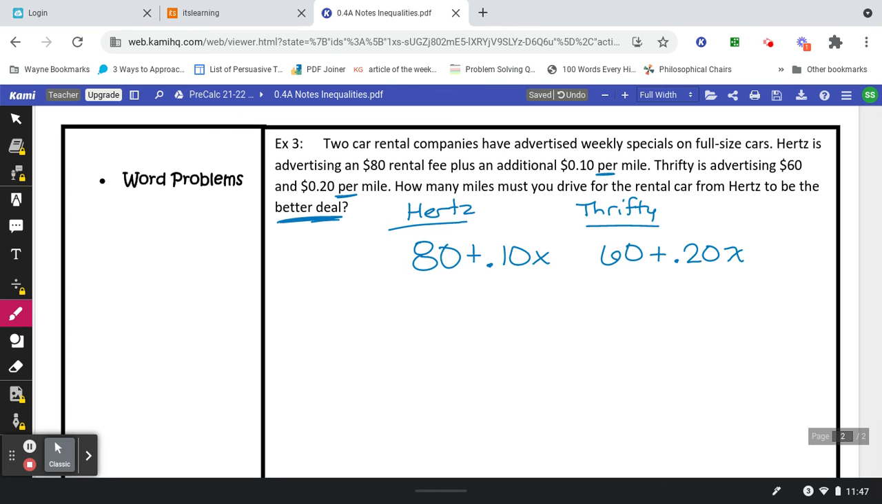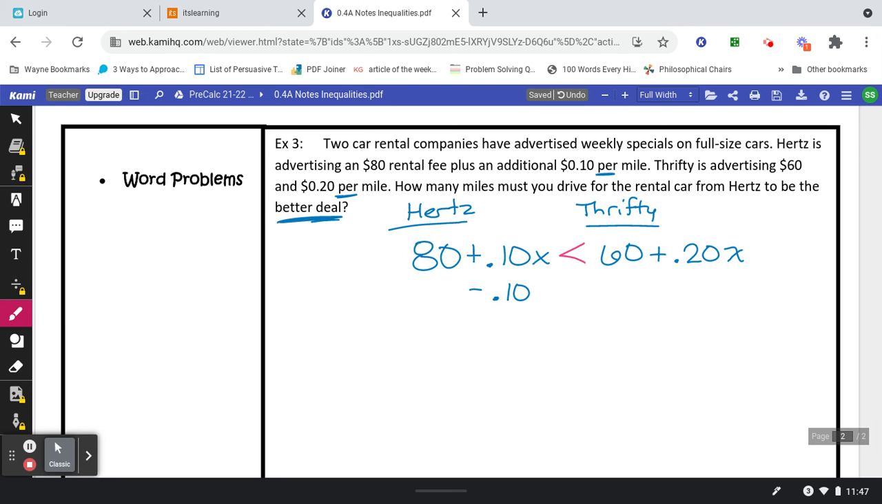And how many miles must you drive for Hertz to be the better deal? If you want Hertz to be the better deal, that's going to have to be less than the Thrifty. Better deal means less money. So use the less than sign. And from there, we can just solve it out.